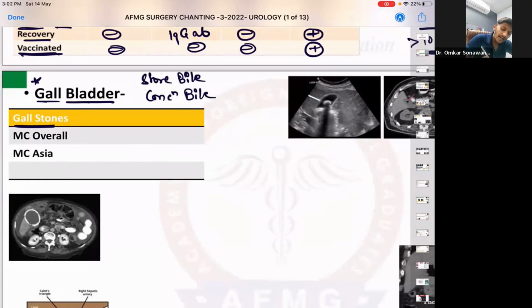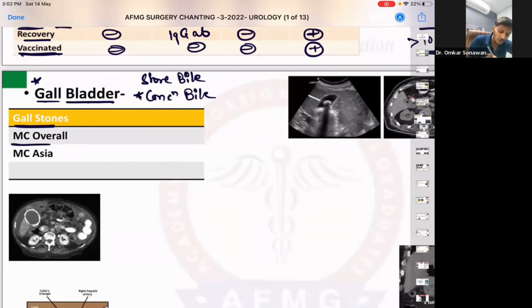Please remember, what happens if there is a highly concentrated bile or a supersaturated bile? That is called lithogenic bile. That means there is a higher risk or high probability of forming stones in that kind of bile. Gallstones are usually of three types: pigmented gallstones, cholesterol gallstones, or mixed gallstones.